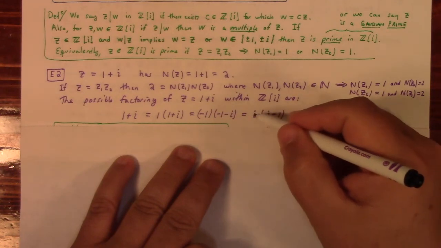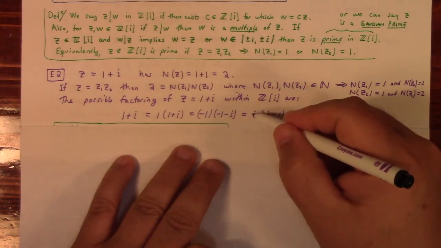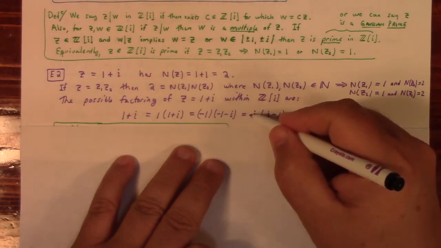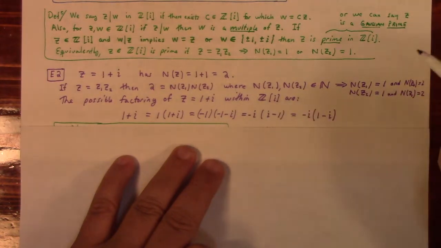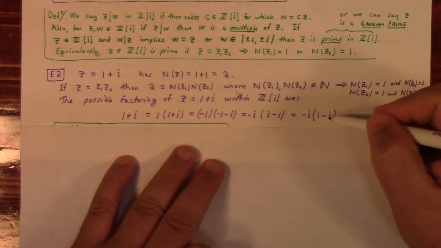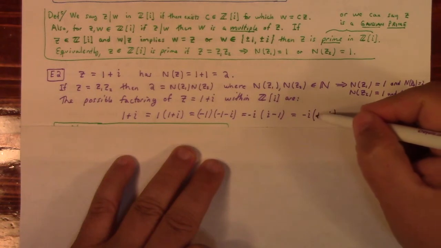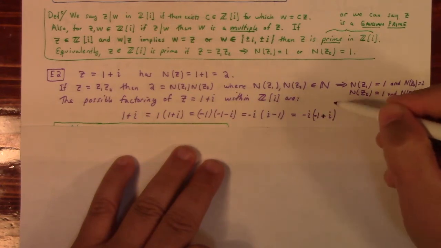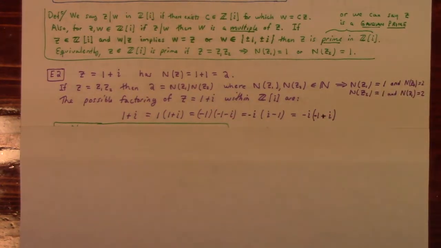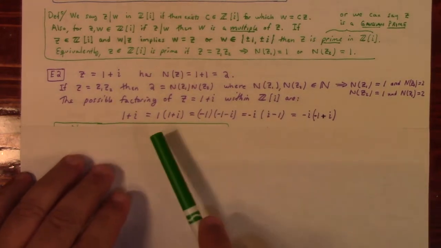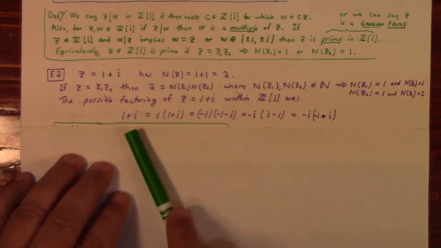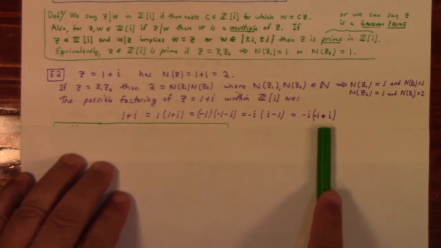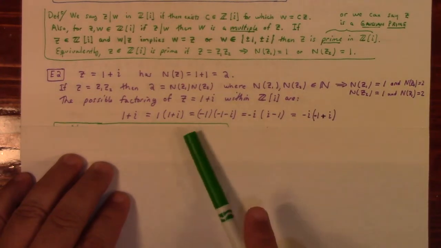Yeah, let's put a minus right about here to make that true. All right. And I need a minus here and a plus there to make it interesting. All right. Anyway, these are ways we could factor 1 plus i into a product of Gaussian integers.